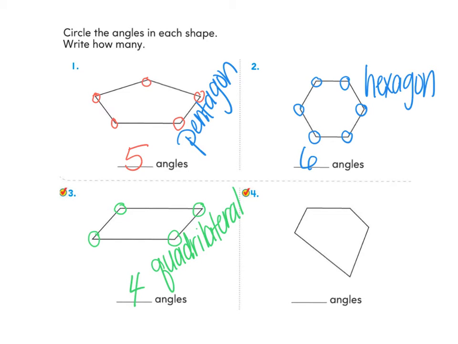Hopefully I spelled that right. I think so. Let's look at this next shape. We have 1, 2, 3, 4, 5 angles. So we have 5 angles, 5 vertices, and 5 sides, which makes it a pentagon. So both of these are pentagons. Now obviously these shapes look very different, but they both have 5 angles, 5 vertices, and 5 sides.